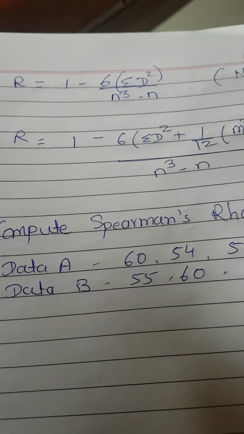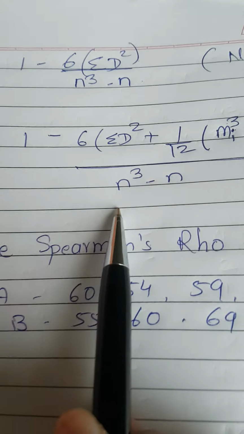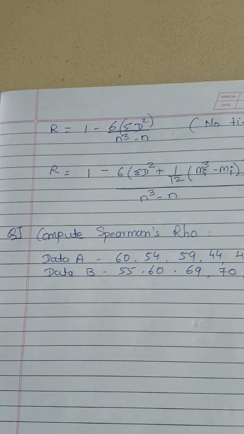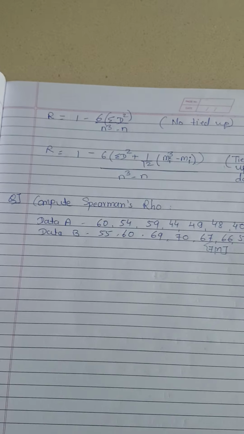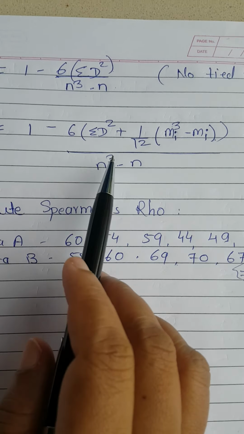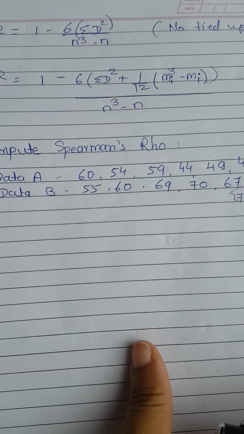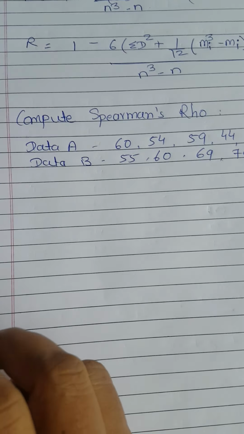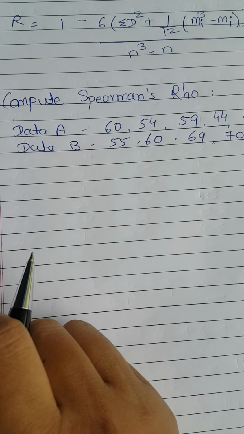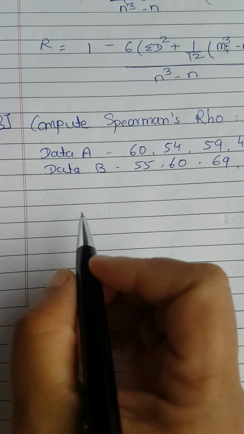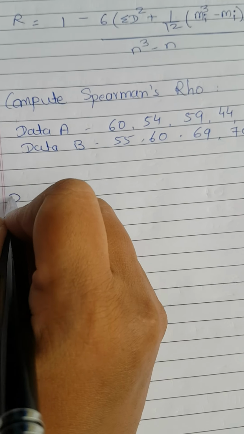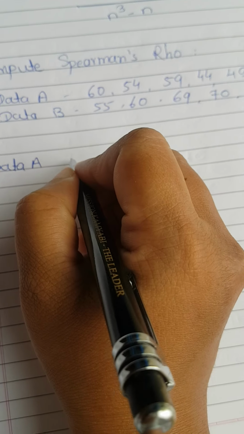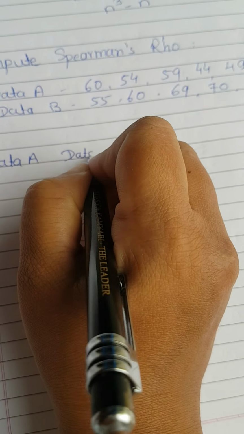Last time also I had told you there are two formulas for Spearman's rho coefficient. The first formula is for when the data is not repeated, and the second formula is when data is repeated. In the first video I had told you what is repeated data and what is not repeated data. Now this given data I'll first write in a vertical manner, in a column format. So this is data A and this is data B.